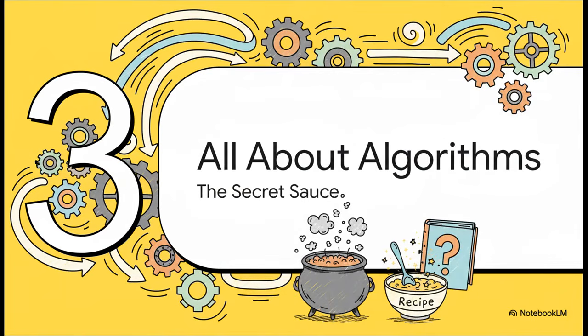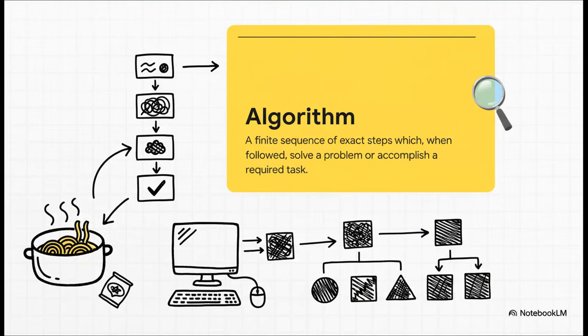Now let's zoom in on the most important part of this whole thing, the heart of problem solving. We're talking about the algorithm. You can think of it as the secret sauce, or maybe the recipe. It's the magic that turns a confusing problem into a clear solution. So what exactly is an algorithm? It's nothing fancy, I promise. It's just a set of step-by-step instructions.